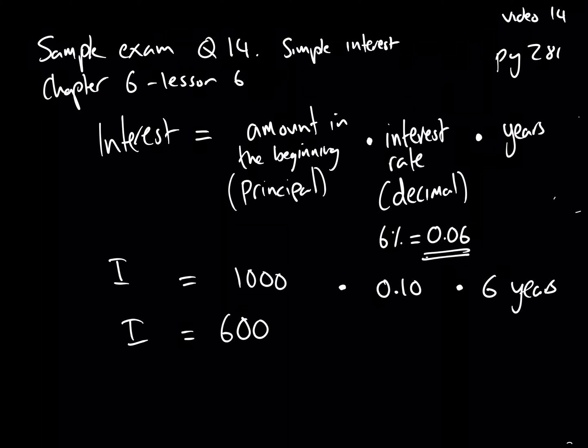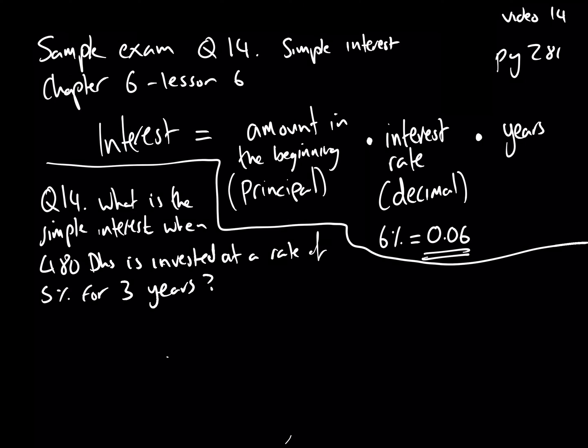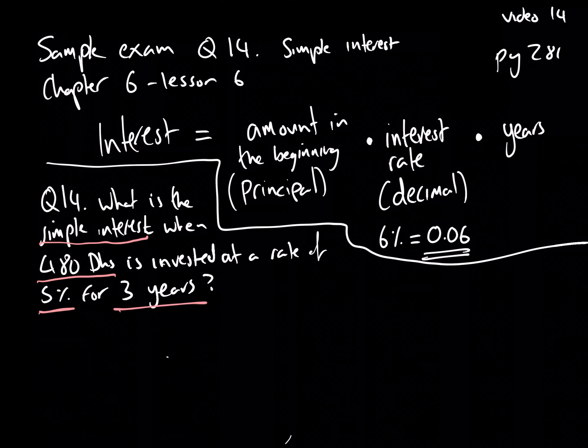Now let's have a look at sample exam question 14. Hopefully we can now quite easily figure out how to answer it. Okay, so question 14 says, what is the simple interest when 480 dirhams is invested at a rate of 5% for 3 years? So when we see the words simple interest in the question, we know that we must use this formula.